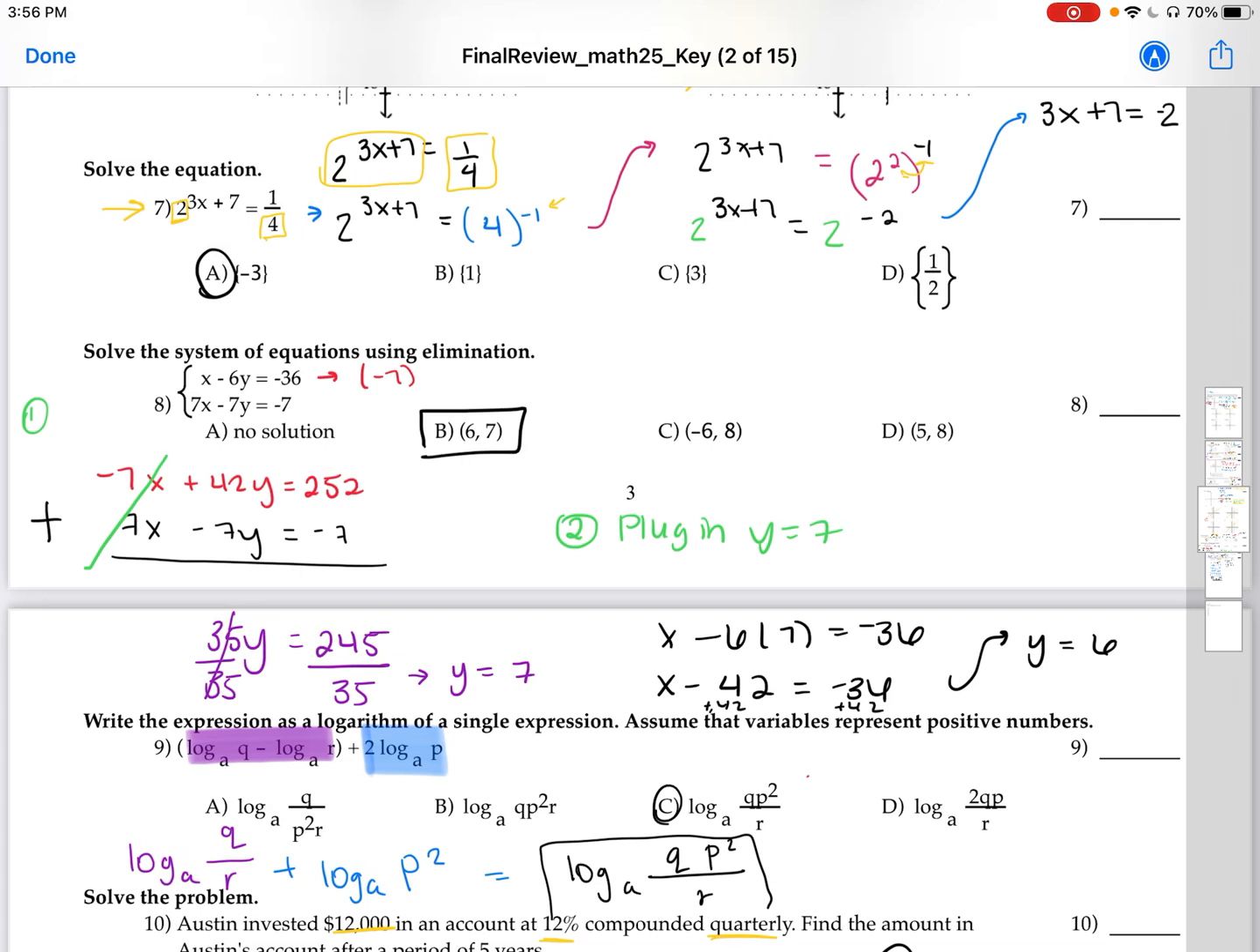Now that we have the same base, we can go ahead and ignore it and just work with our exponents. We go ahead and solve for x. So we try to get x by itself. So we subtract 7, 3x equals -9, divided by 3, divided by 3, x equals -3. Our answer is A.